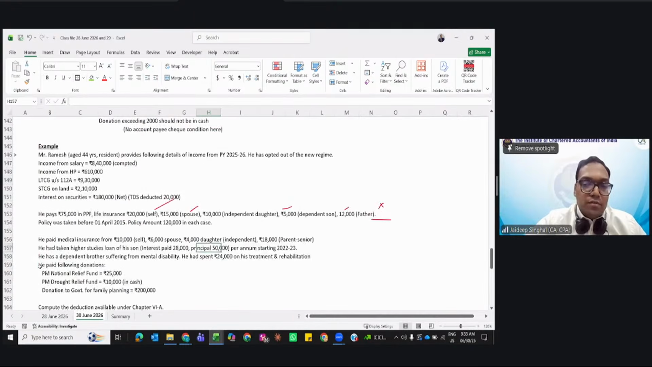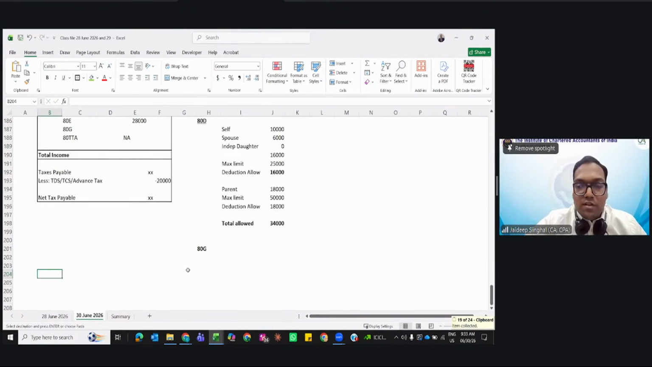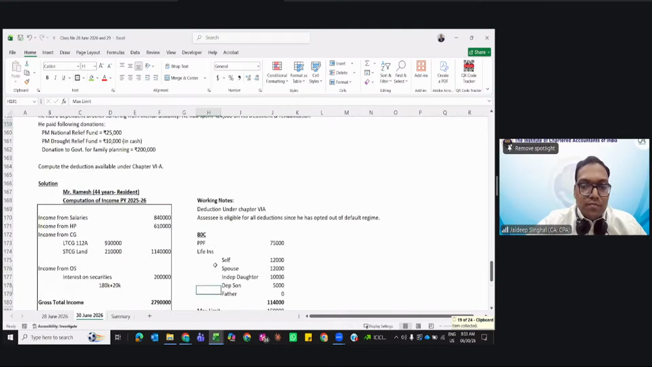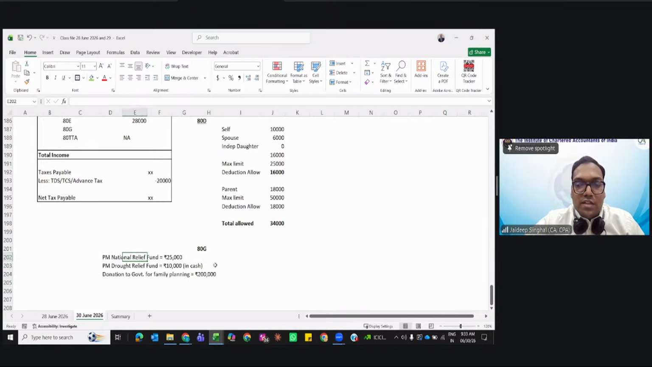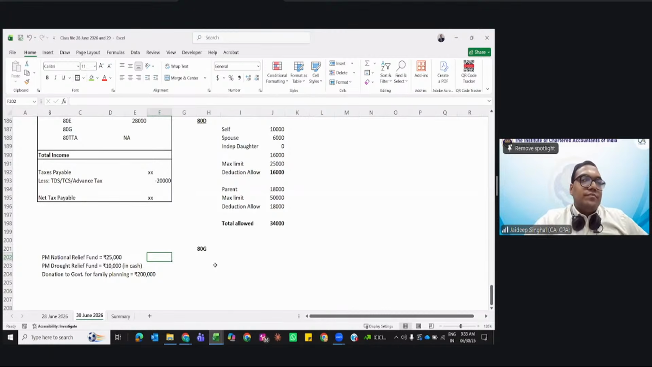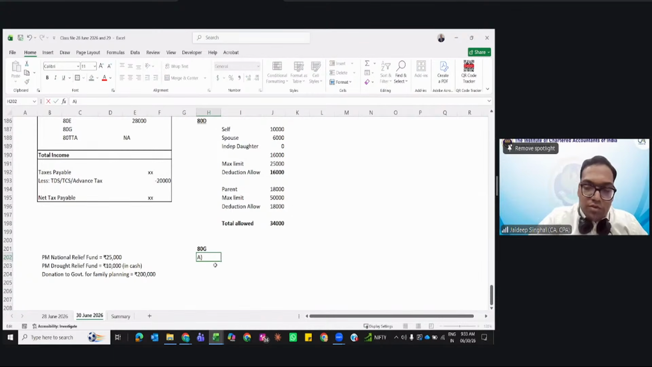For 80G, whatever information we are having, these are the 3 donations they have given. These are the 3 donations that we have given. Now tell me, the PM National Relief Fund, is it without limit or with limit? So first is A. It is no limit deduction for 100%. This is National Relief Fund, that is covered without limit. PM National Relief Fund, 25,000 deduction is there.